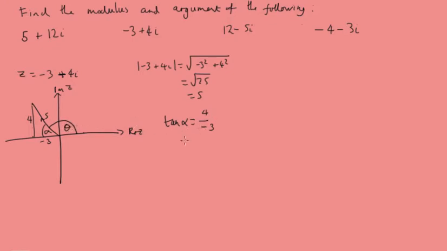So theta is going to be pi minus alpha. So it's going to be pi minus the inverse tangent of 4 over 3, sorry, it's going to be the size of 3, which comes out at 2.214.